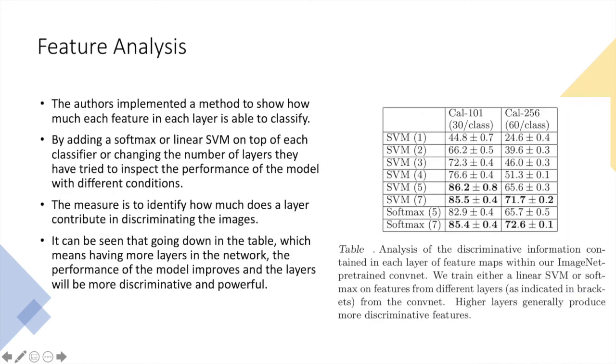Another analysis the authors have done is to see at each layer how much the feature maps contribute in classification. For examining each layer, they removed the next layers and added an SVM or softmax on top of the layer and performed the classification. As expected, we can see that the higher the layer, the more contribution it makes.